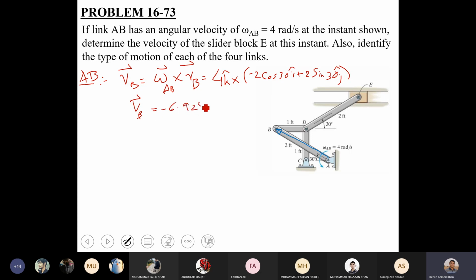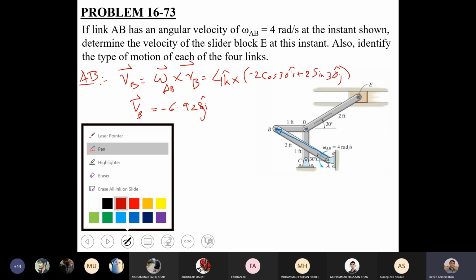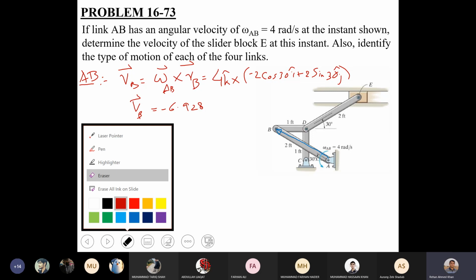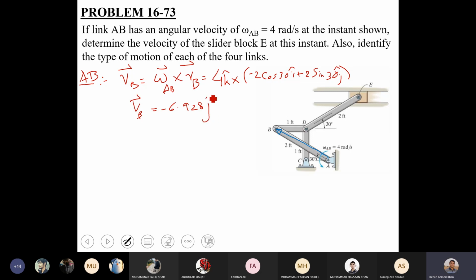minus 6.928 I minus 6.928 J, so minus 6.928 J minus 4 I. This is the velocity of point B and the units here are feet per second. So VB comes out to be minus 6.928 J minus 4 I.